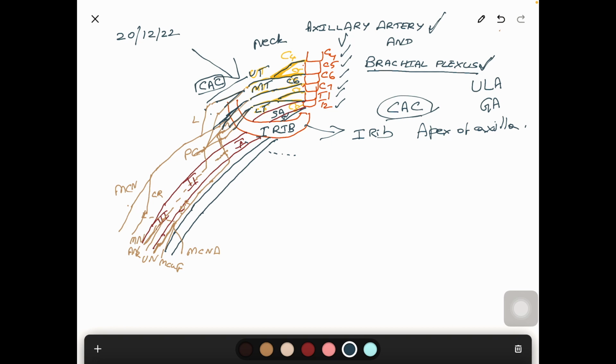Now the anterior divisions of the upper and middle trunks join to form the lateral cord. So this is the lateral cord. The anterior division of the lower trunk continues as the medial cord. The posterior divisions of all the trunks join to form the posterior cord. So all this is now in the axilla.